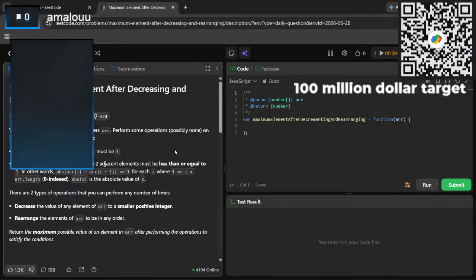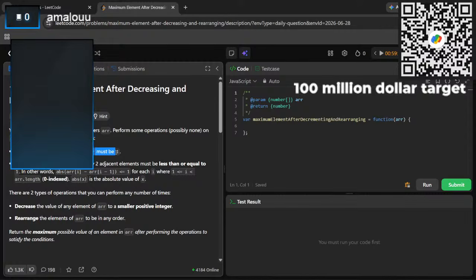Maximum element after decreasing and rearrangement. Given an array of positive integers ARR, perform some operations possible on the array so it satisfies the conditions.